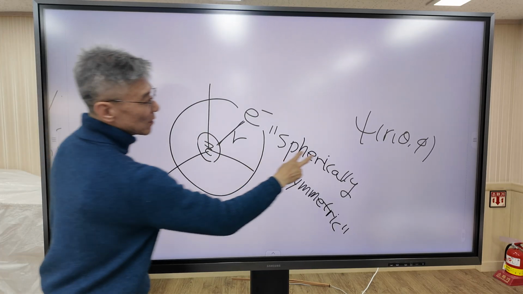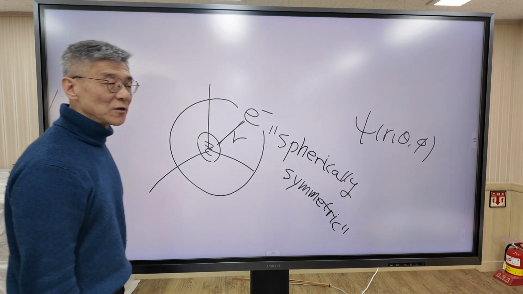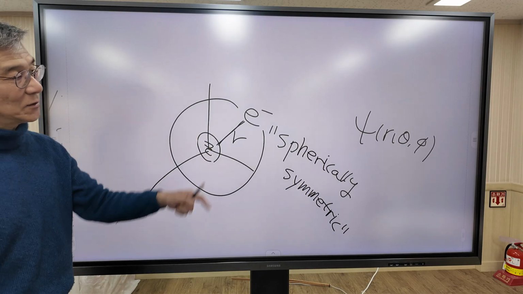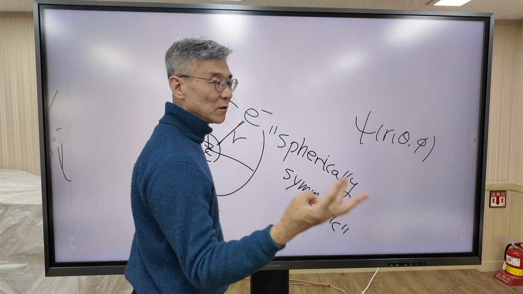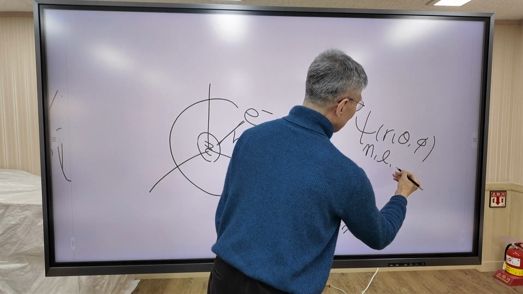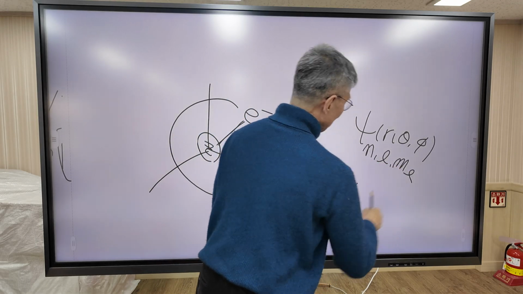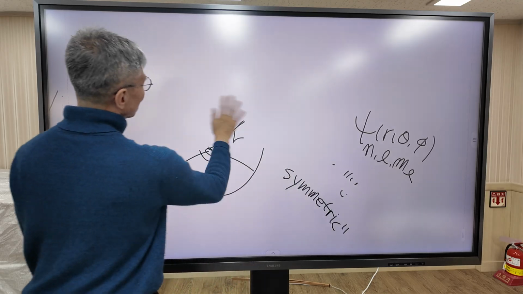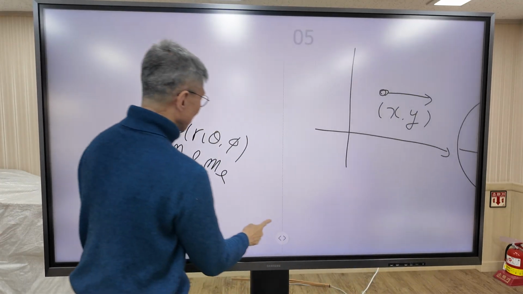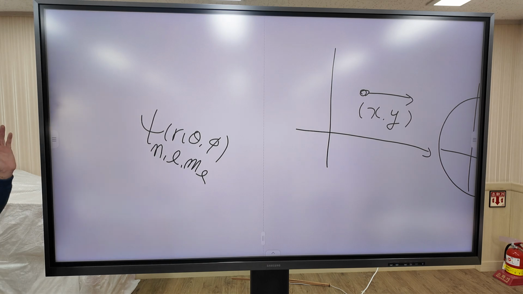And with three variables, when you solve Schrödinger equation, three quantum numbers appear. So in this case also, we obtain three quantum numbers, which are n, l, ml. These quantum numbers appear when you solve Schrödinger equation. And the quantum numbers are not arbitrary numbers.